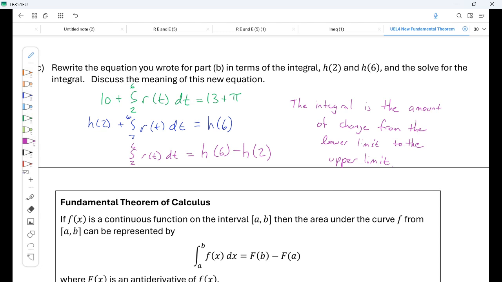It's just backwards from what we did in derivatives. When you were finding average rate of change, that h of 6 minus h of 2 was your numerator. You were figuring out how much changed in the time that elapsed, and then you were dividing by how much time had passed to actually get a rate. Now we have the rate, and we're reversing backwards to get the change.